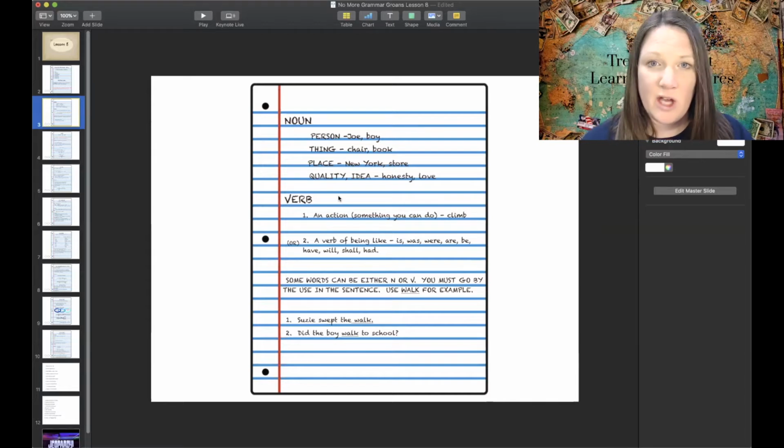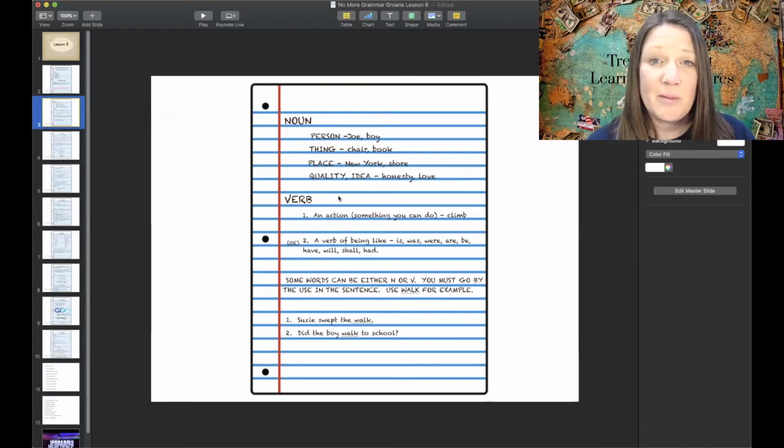Verb, of course, action verbs. That's the easiest because that's what we see a lot, action verbs in your writings and the things that you're reading and trying to find those parts of speech. But don't forget there's also verbs of being and also linking verbs. And that's not actually here on this page, but we do it later. So a verb of being, and those are is, was, were, are, be, have, will, shall, had. You may want to memorize those if you have not yet done that.